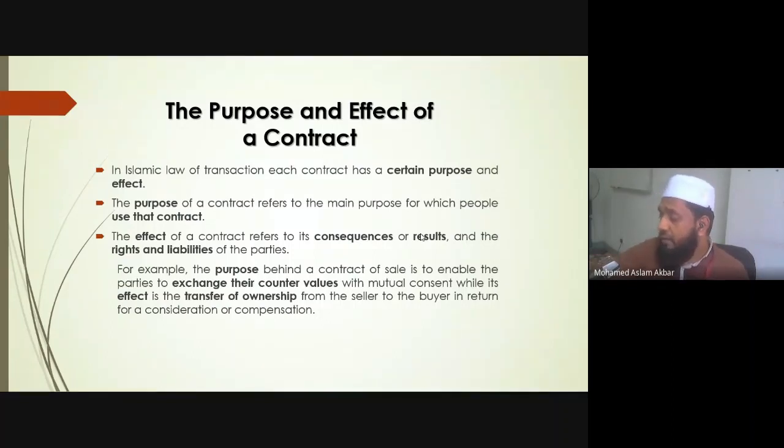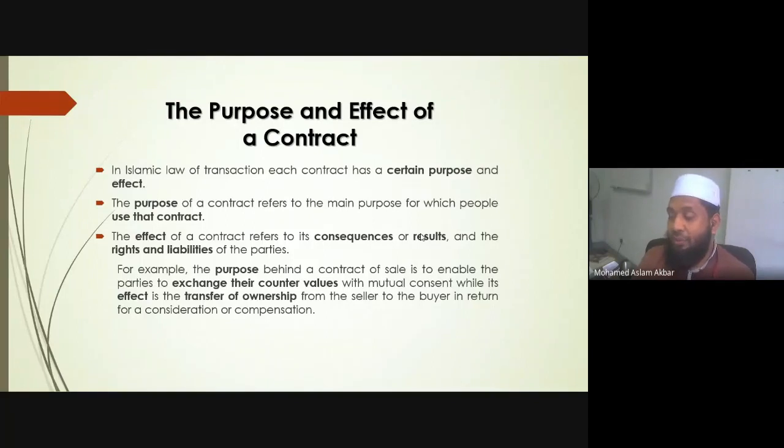The reason why we say gambling is haram is because these counter values are not there. Why do we say riba is haram? Because there is no exchanging of counter value, because only one person will benefit. In riba, in an interest contract, only one person is going to get the benefit, not both of them. That's the reason why there is no exchange of counter values and no mutual consent.